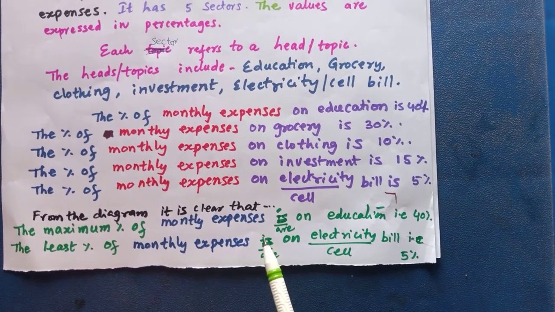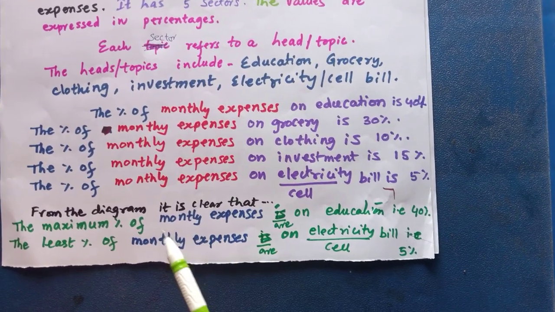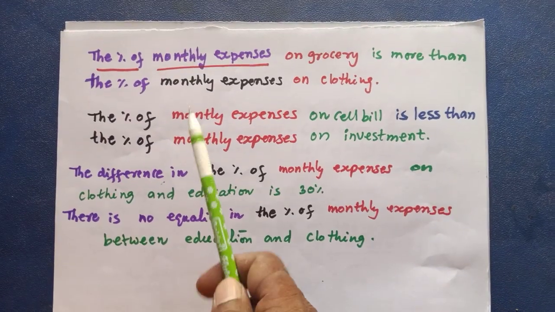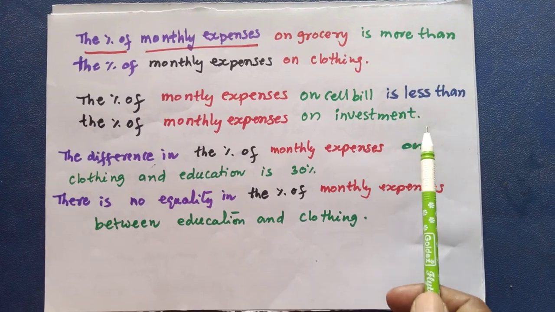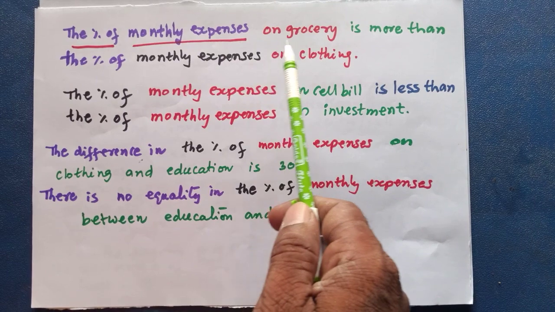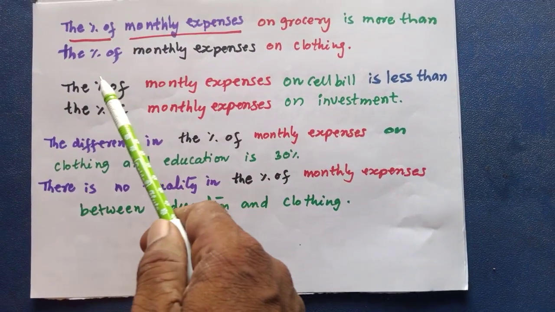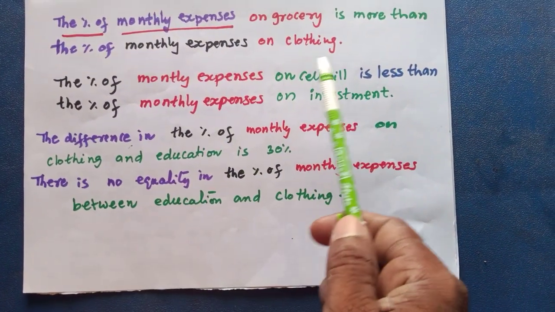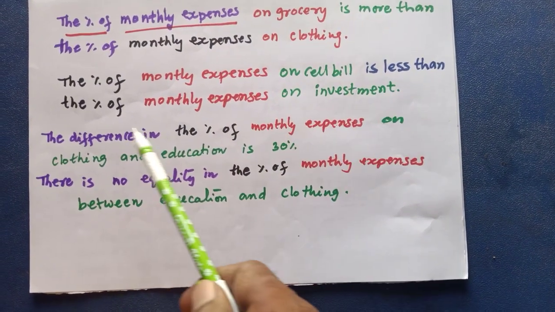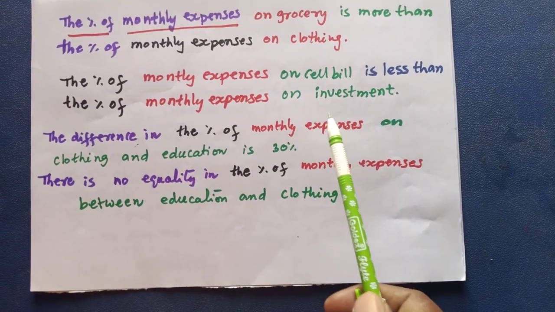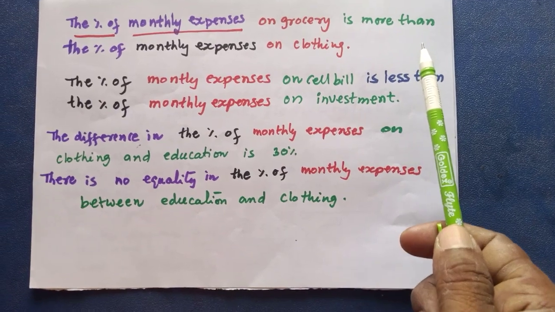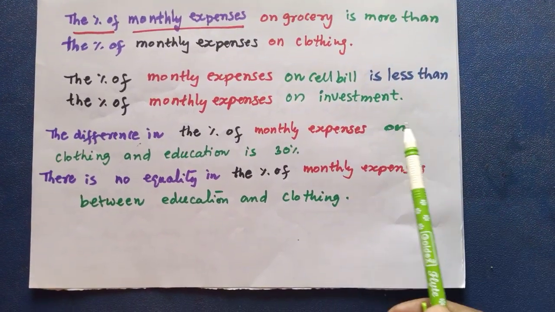So for the interpretation, first we write the maximum values and the least values, and then comparisons, that is more than values and less than values. The structure may be like this. The percentage of monthly expenses on grocery is more than the percentage of monthly expenses on clothing. Again, the percentage of monthly expenses on cell bill is less than the percentage of monthly expenses on investment. So we can make use of these structures for writing comparisons for the meanings of more than and less than.